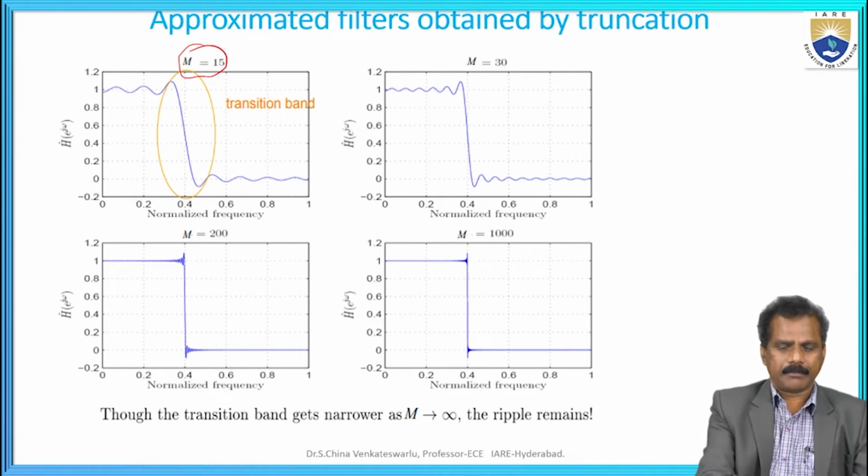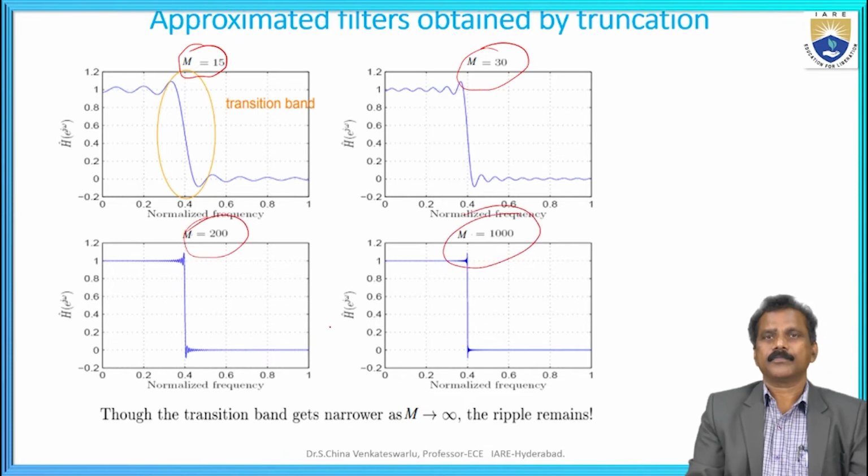So go on increasing that M value: M equal to 30, M equal to 200, and M equal to 1000. Go on up to this. So there is the dot. This transition band gets narrowed as M tends to infinity. The ripple remains; it may increase or decrease. So somewhat with truncation or without truncation, these are all approximated filters obtained by truncation.